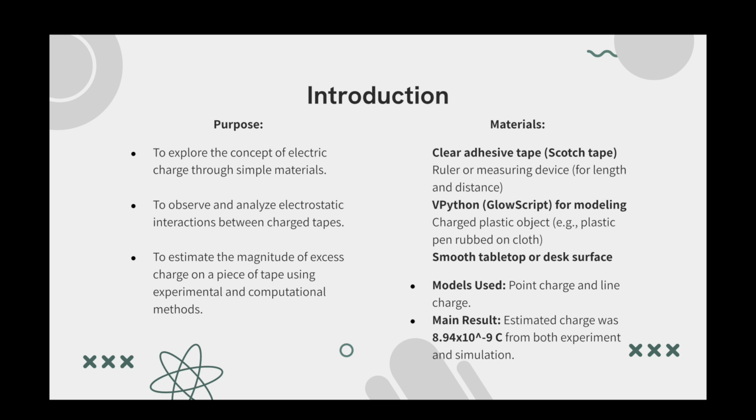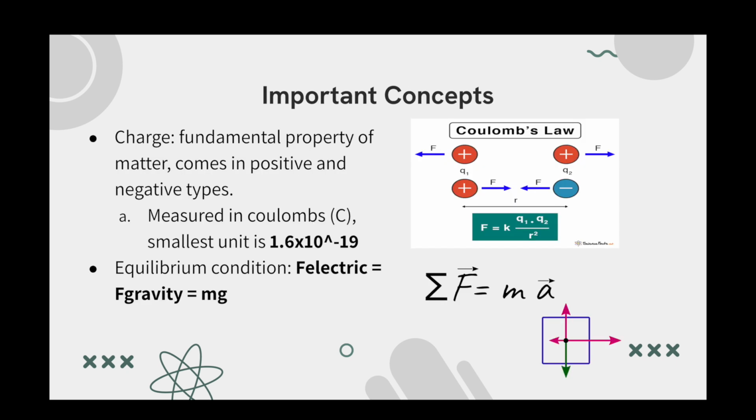The materials we used were clear tape, a ruler for measuring distance, a charged plastic object, like a pen, and GlowScript. The final estimated charge was about 8.94 nanocoulombs. Electric charge is a fundamental property of matter, and it comes in two types, positive and negative.